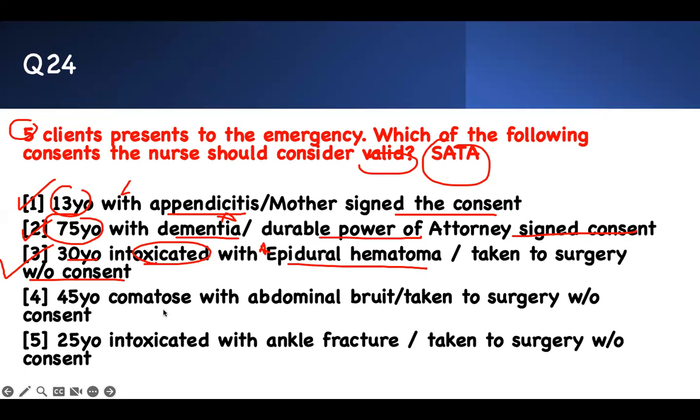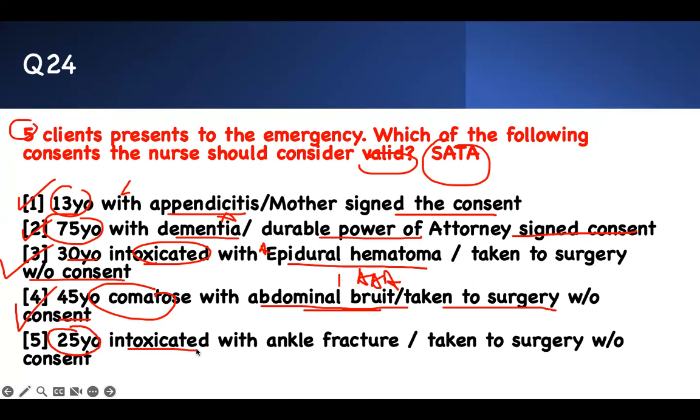A 45-year-old comatose patient with abdominal bruit, taken to surgery without consent. These are the things you have to think. This is like a case file for you. These are the buzzwords in the case. A comatose patient with the bruit, this is an AAA rupture, abdominal aortic aneurysm rupture. There's a bruit there. And because he's comatose and bleeding, he's going to die. We have to take him to surgery. This is fine.